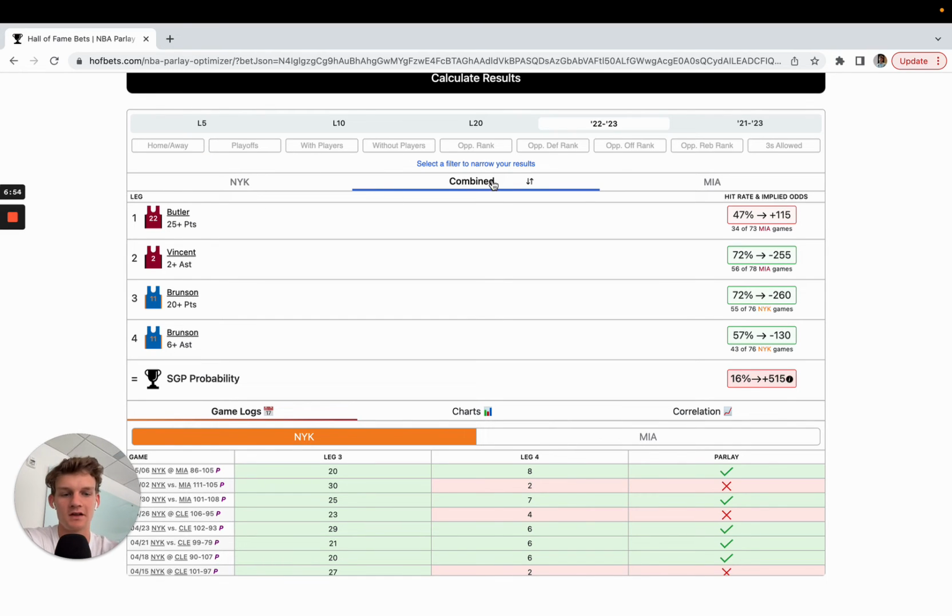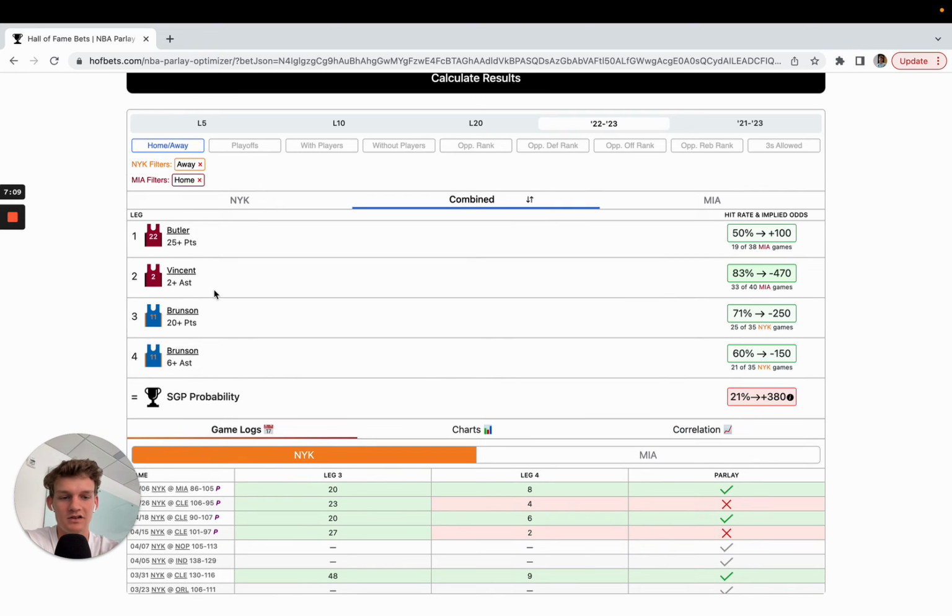So again, we're looking at the combined. We've got 16% of the season, but as we've seen, in the last 10 games their performances have picked up a lot more. But let's hypothetically say we only want to look at home and away games. Obviously the Miami Heat are home right now, so let's see how their performances change at home.